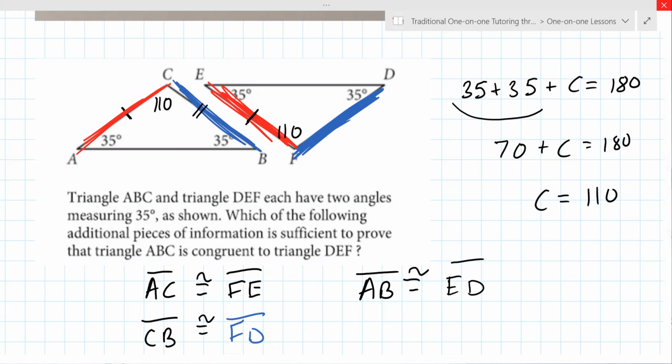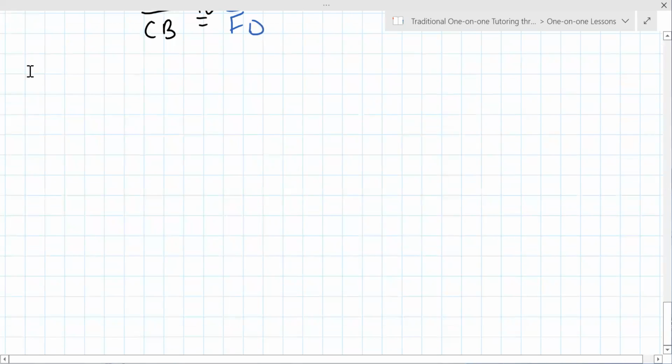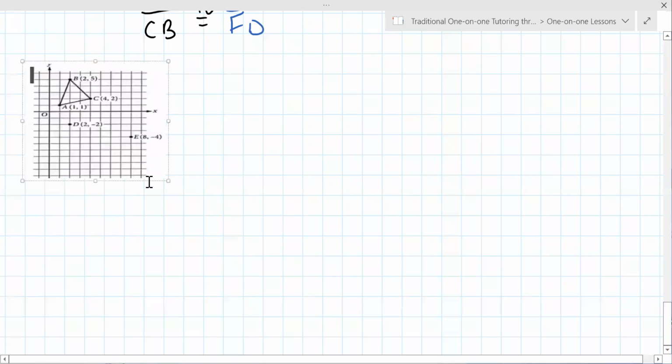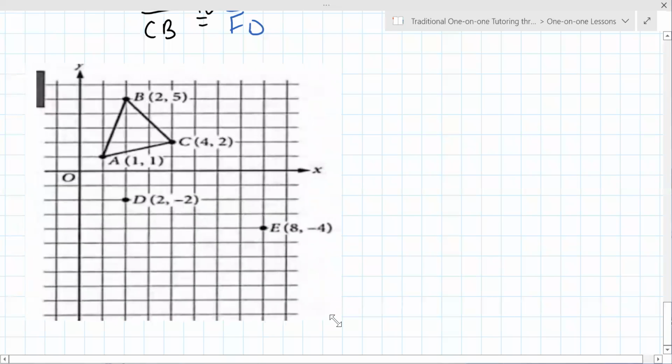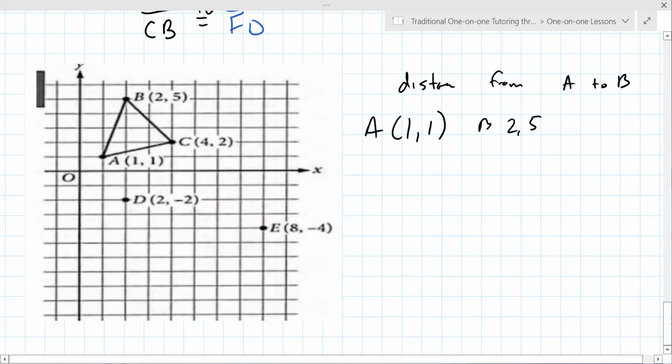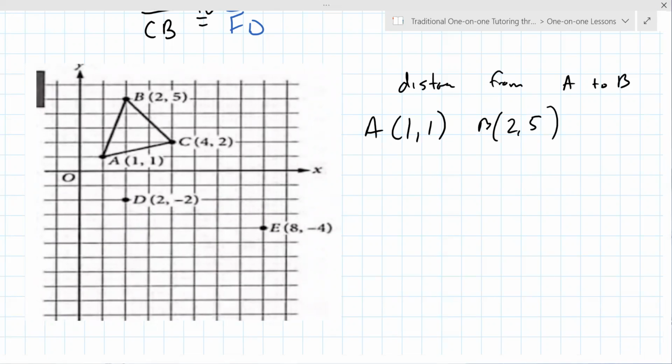So do you have the distance formula down? Do you remember that distance formula we used earlier? Yeah, I have it down. Okay. So I want you to find the distance from A to B. A is 1, 1, and B is 2, 5. Can you use the distance formula to find the distance between those two, please?